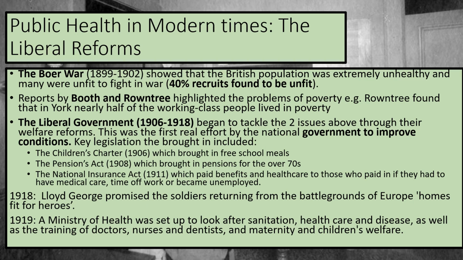But another reason why the Liberals started passing some reforms in 1906 is because of the reports of two men called Booth and Rowntree. Now, one of them is looking at York and the other is looking at London. And they are looking here at the problems of poverty, just like Chadwick did back in 1842. So Rowntree studies York and he finds that nearly half of the working class people there live in poverty. And then Booth is looking at what it's like in London.